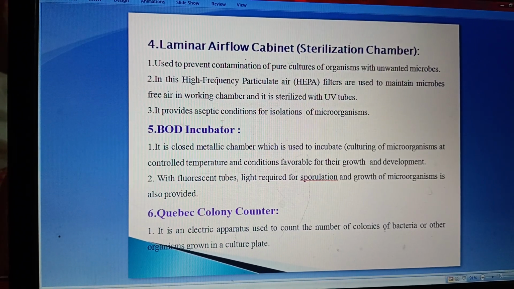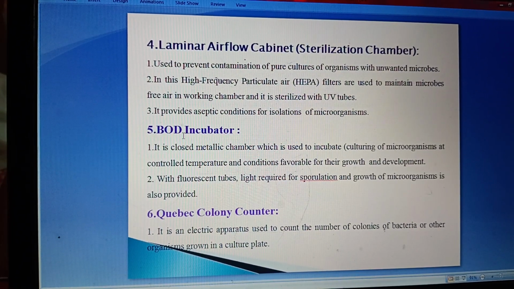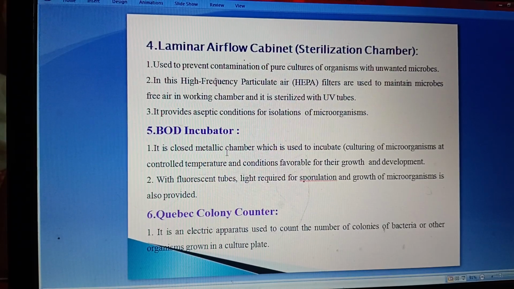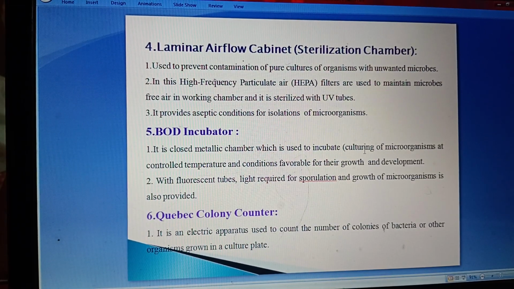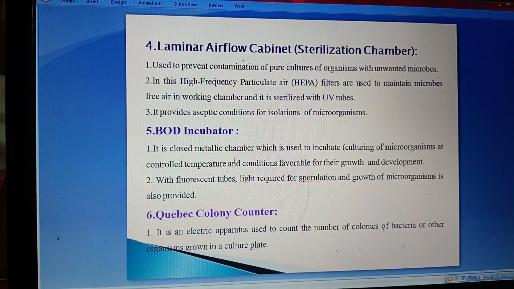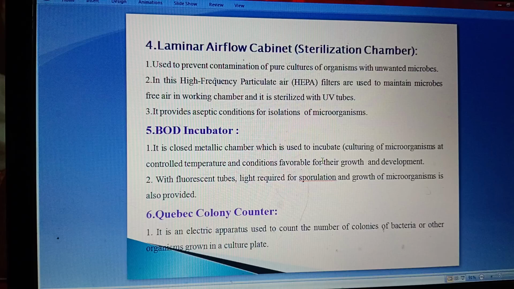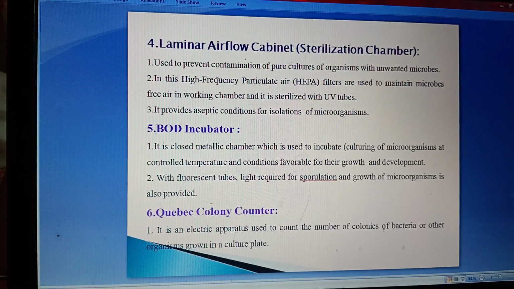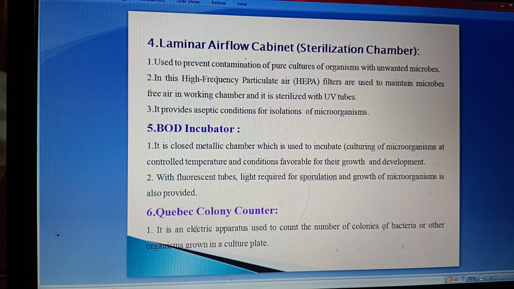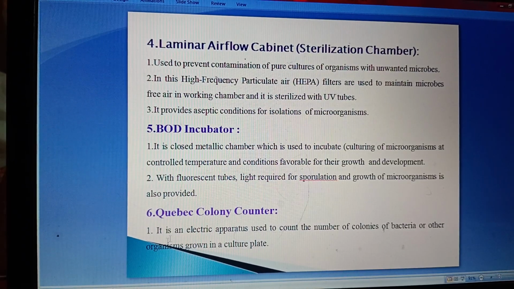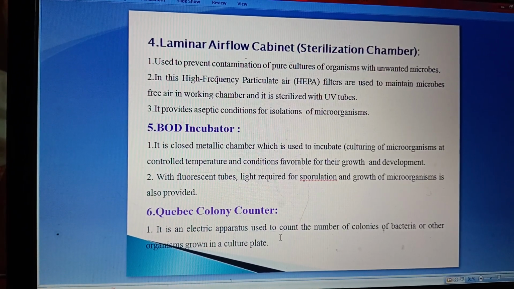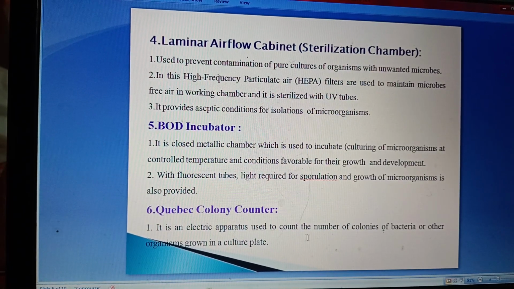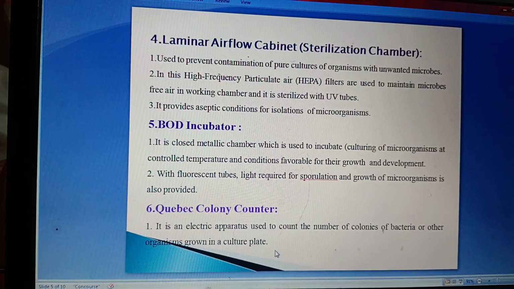Fifth, most important instrument is biological oxygen demand incubator. It is closed metallic chamber which is used to incubate culturing of microorganisms at controlled temperature and conditions favorable for the growth and development. With fluorescent tubes, light required for sporulation and growth of microorganisms is also provided. Sixth very important instrument is colony counter. In that, first point is it is an electric apparatus used to count the number of colonies of bacteria or other organisms grown in culture plate.